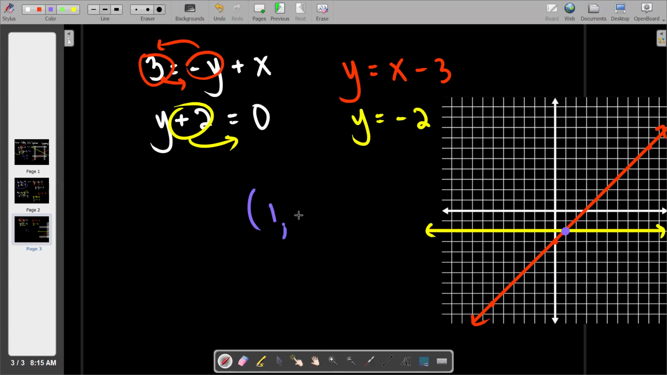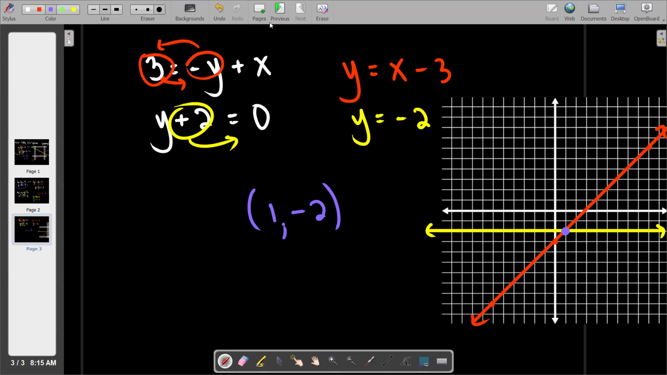Yeah, it's the solution, right? That's what we call that. And its name is (1, -2). So starting tomorrow, we'll be solving without the graphs. We'll never see the lines, at least not for a little while. We're just practicing this today. Any questions on that one?